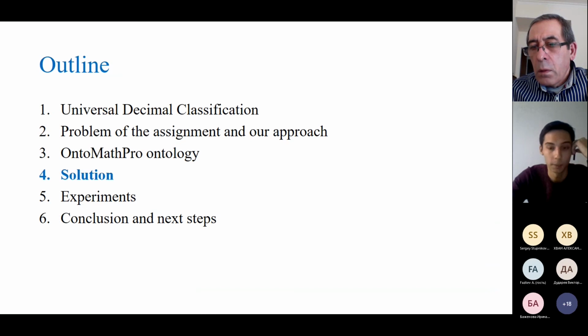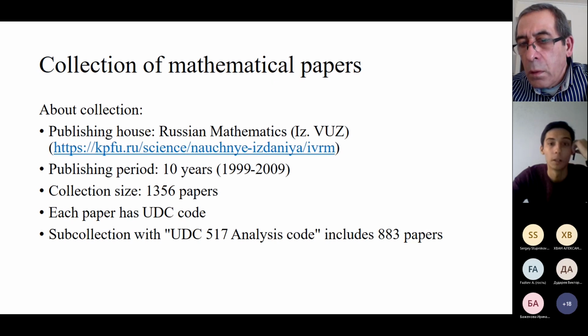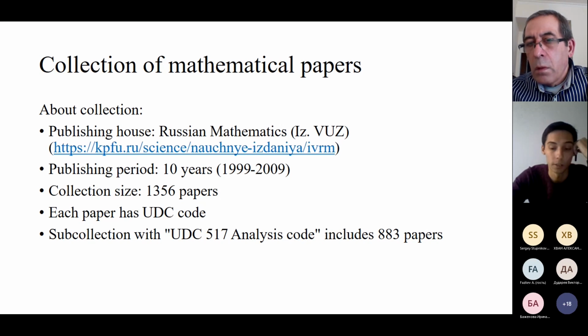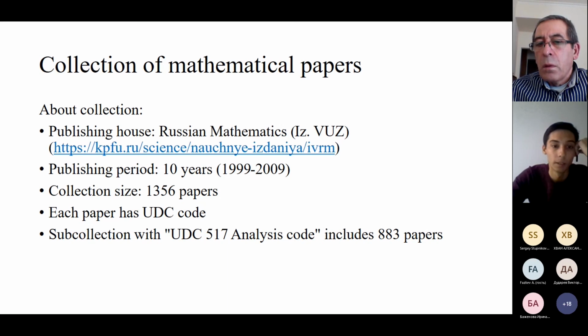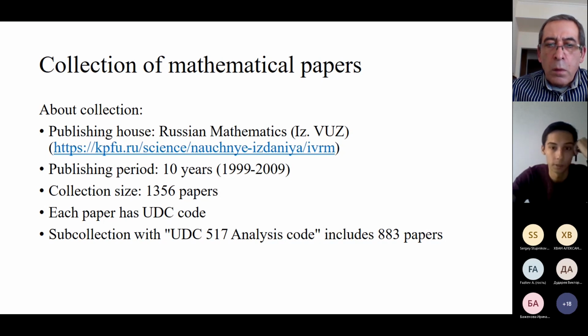Подробнее о прототипе, который использовался при эксперименте. В качестве коллекции для наших экспериментов мы использовали коллекцию, предоставленную издательством «Известия вузов» за весь период. В ней 1356 работ. Каждая работа отмечена кодом УДК. И для наших экспериментов мы использовали подколлекцию с кодом 517 – анализ. Поскольку она наиболее представительна, она содержит 883 работы.